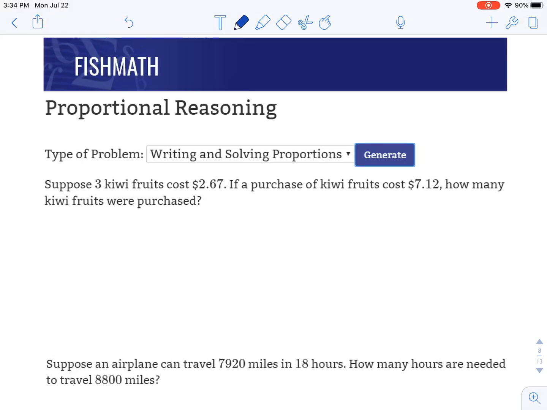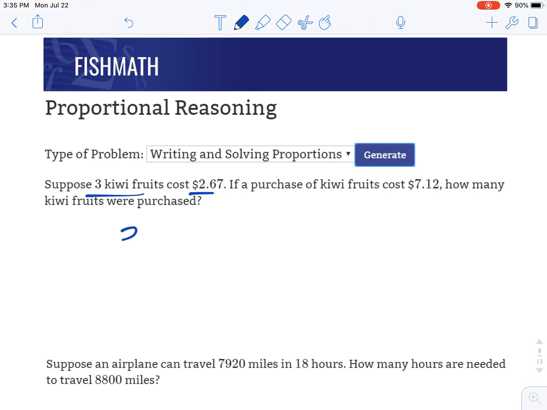Hi everyone, we're looking at how to write and solve a proportion for a proportional relationship. So what we're given here is our first situation. We're given 3 kiwi fruits that cost $2.67. So we're going to write that as a ratio that compares those two things. So 3 kiwi fruits and $2.67, you can write it either way.